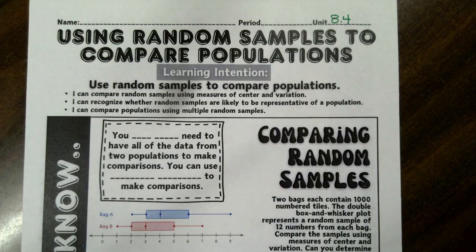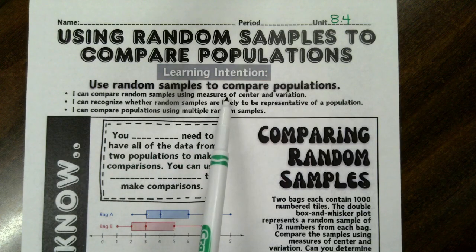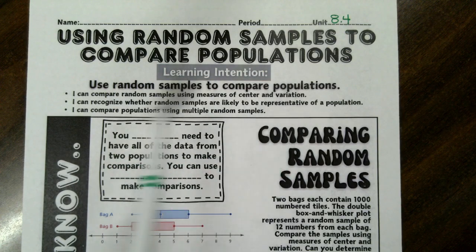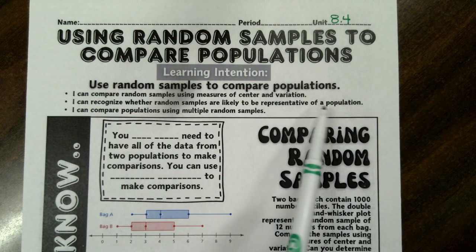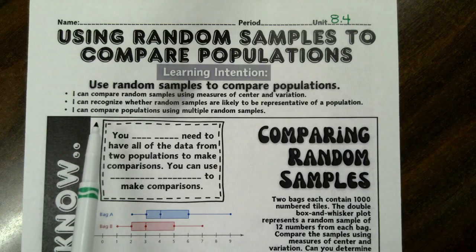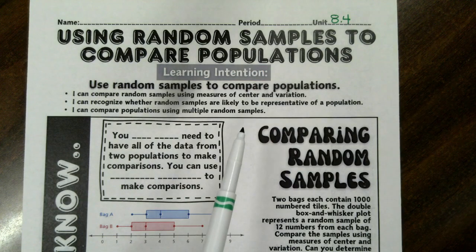You will know that you are successful with this when you can compare random samples using measures of center and variation, when you can recognize whether random samples are likely to be representative of a population, and when you can compare populations using multiple random samples.